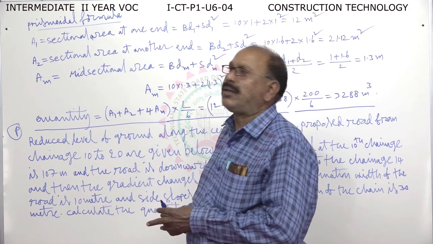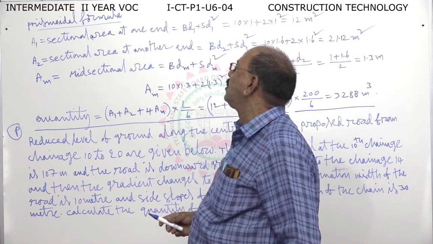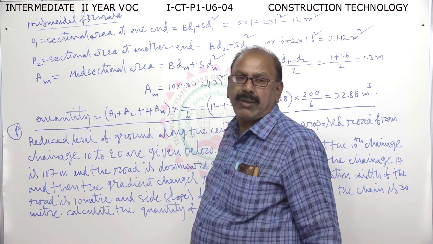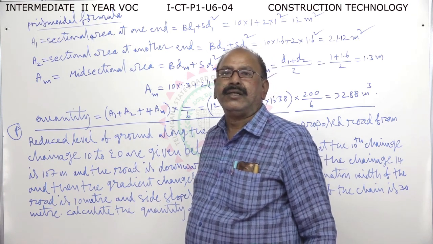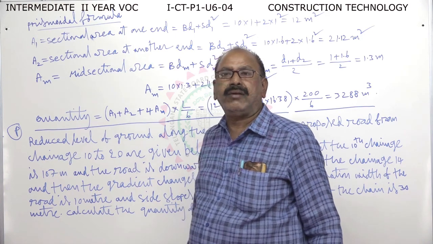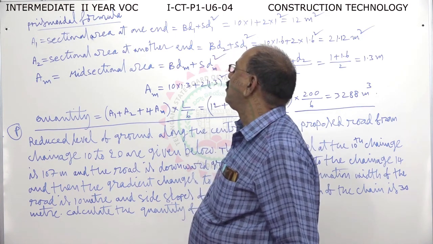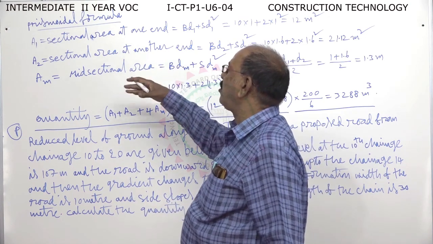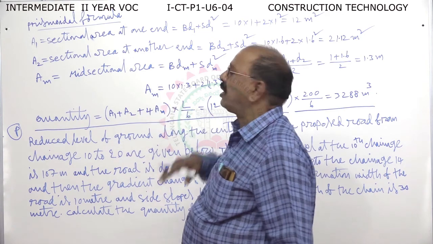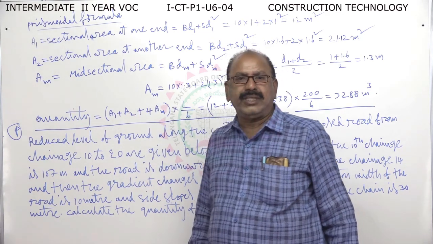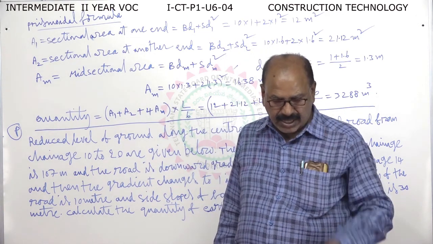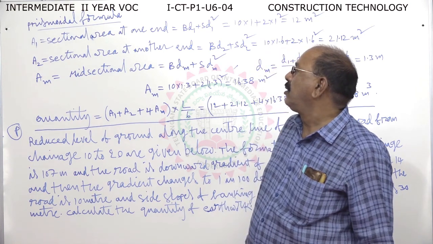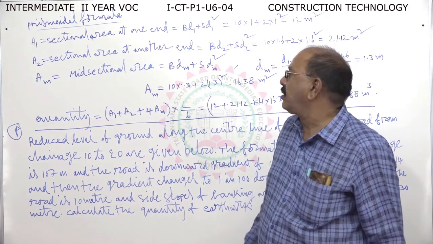Prismoidal formula problem. So far, we have discussed prismoidal formula methodology. How to solve a problem with that prismoidal formula. Now, we are solving a small problem on prismoidal formula. The problem is the earlier one only. Earlier, we did the mean section area method and mid-ordinate method. Both methods we have done problems. Now, we are doing the problem with the prismoidal formula.